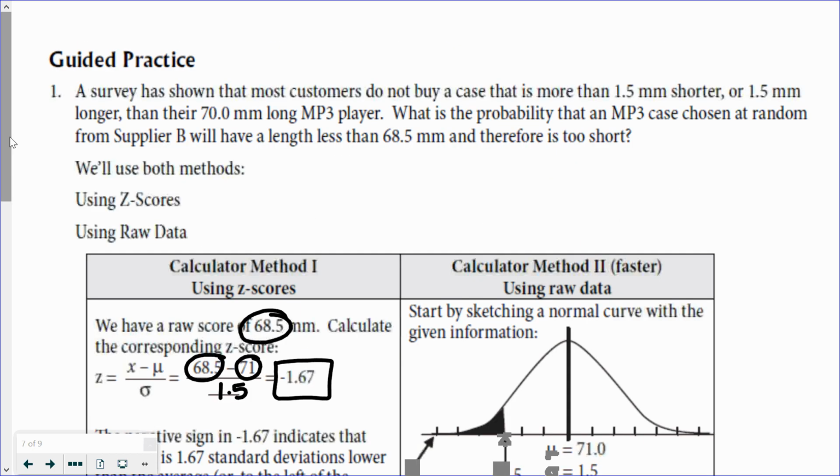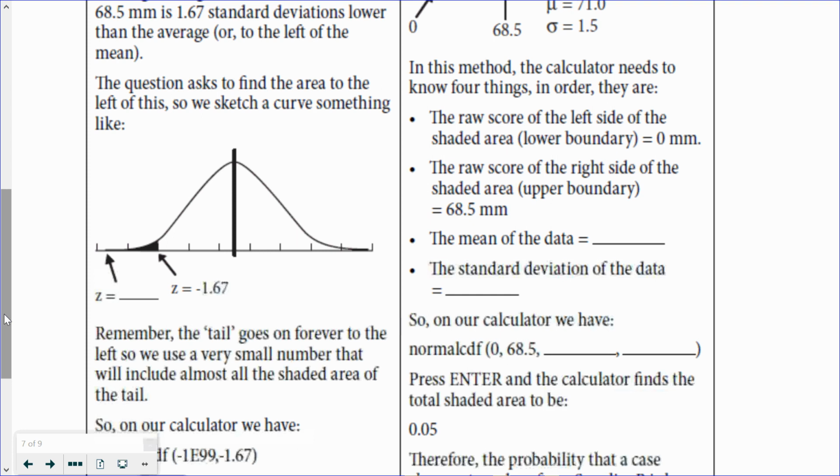So the question asks us to find the area to the left of this. So we're sketching a curve that looks something like this. Sorry, I'm just confused. Kind of ignore these ticks on the bottom because 1.67 would be here, I think, instead. This is a very confusing way that they've drawn this graph. But we're just looking for that area below our z-score of negative 1.67.